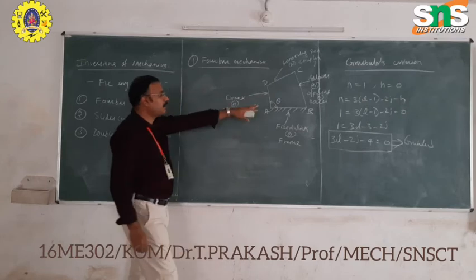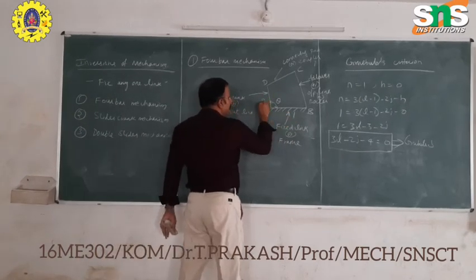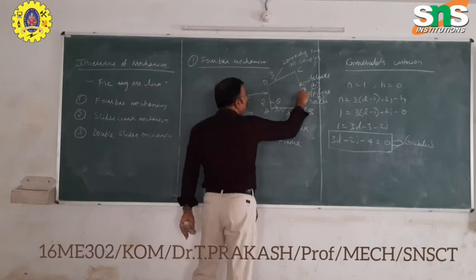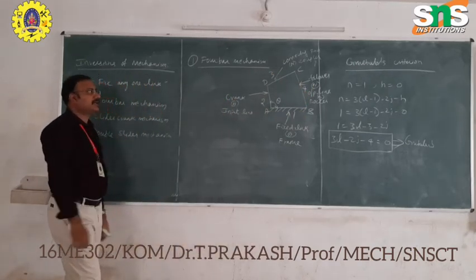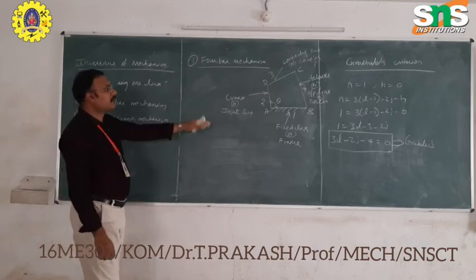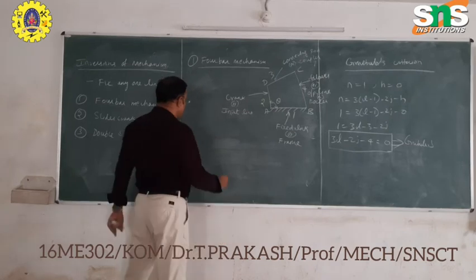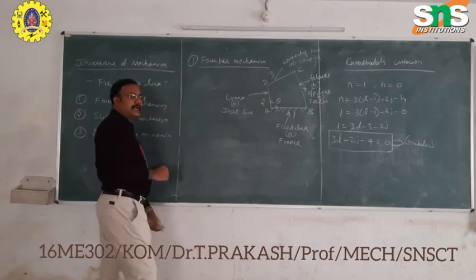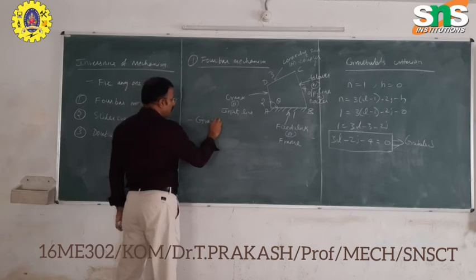This is the 4-bar chain mechanism, where there will be a fixed link, an input link, and an output link. Connecting input and output, there will be a coupler or connecting rod. This is a 4-bar chain. Before entering into the mechanism, there is an important law called Grashof's law.